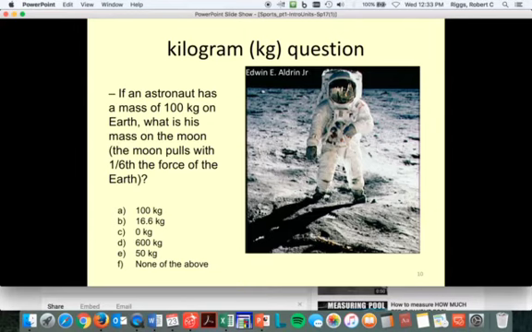so kilogram question. If an astronaut has a mass of 100 kilograms on Earth, that's his mass. That's how many atoms and molecules he or she is made up of. What is the mass on the moon, where the moon has only 1/6 the force of gravity? So you take 9.8 divided by 6, and that's the acceleration due to gravity on the moon.